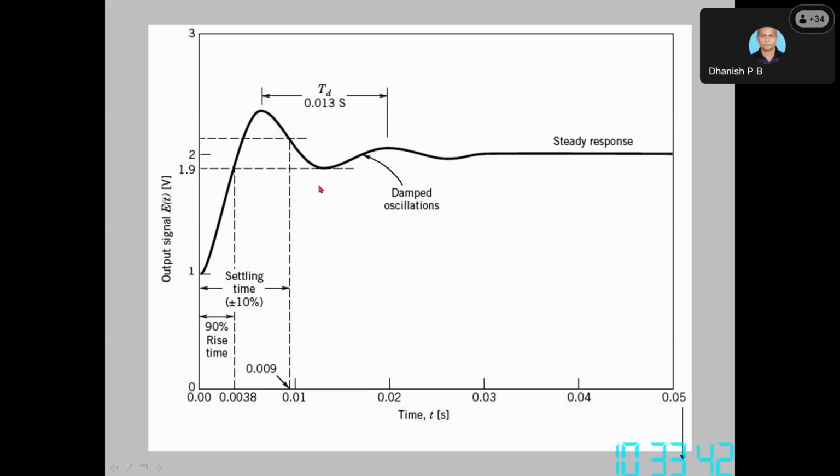Here it is not crossing below 1.9. So we can take this as the settling time, plus or minus 10% settling time. Suppose it had crossed here slightly below, then the settling time would be after coming back here. This would have been the settling time. So you have to be careful in evaluating settling time.